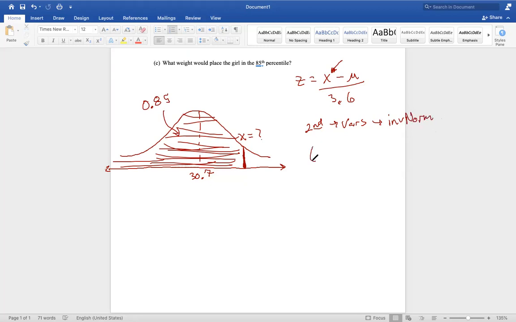And if you go to second, bars, look for inverse norm, hit enter on your calculator. It asks you for the area. So the area that we're looking for is 0.85. The mean is 30.7, and the standard deviation is 3.6.